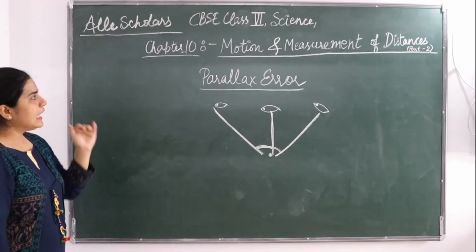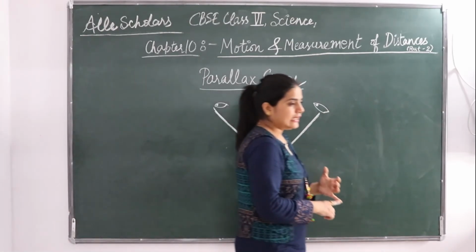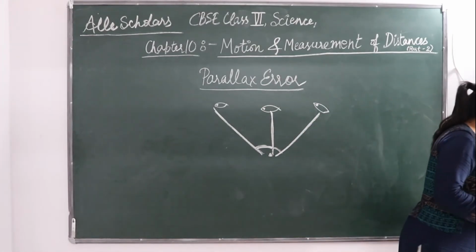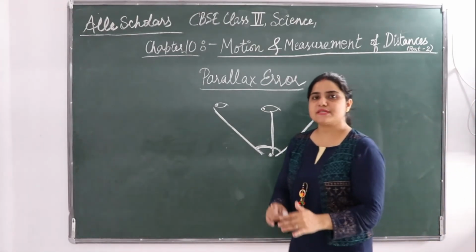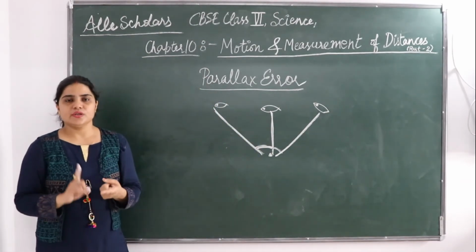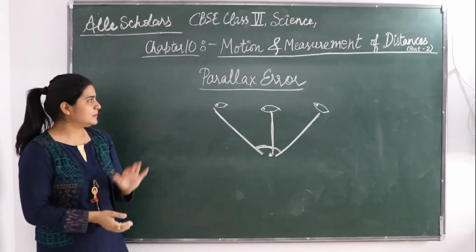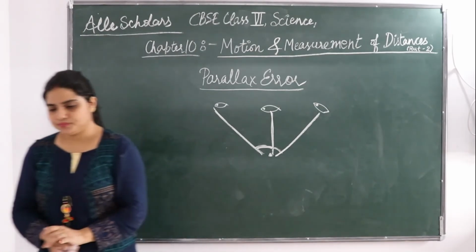So we have seen how we can correctly measure any length. For that we have to follow the three basic steps, and if we are not following those three basic steps, it is going to lead either to a zero error or a parallax error. Hope it will be very clear to you. Okay.